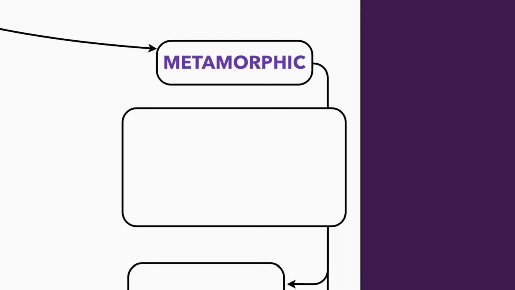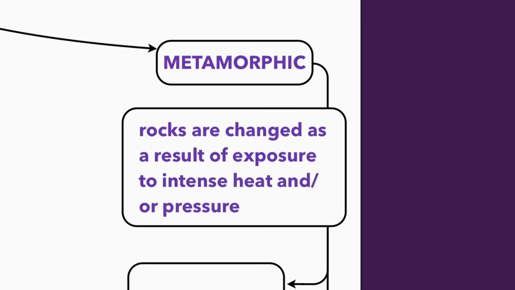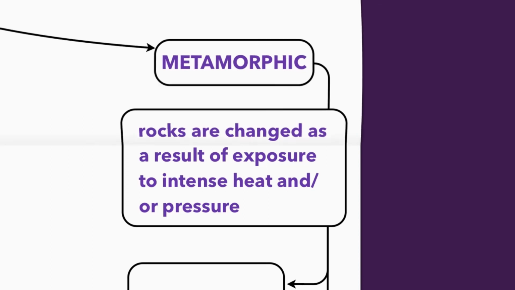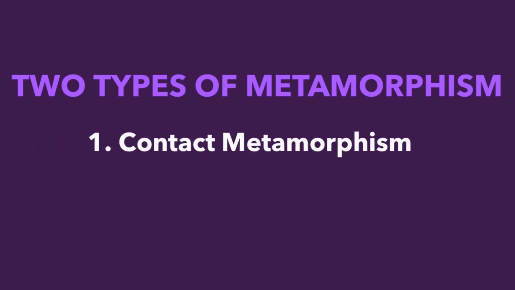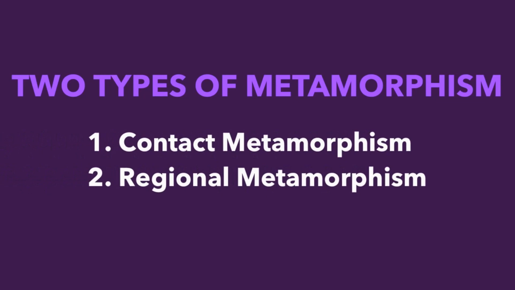And now our metamorphic rocks, these are ones that are going to undergo some sort of change, a metamorphosis. And what drives that change is exposure to heat, really intense heat, or pressure, intense pressure. So metamorphic rocks are rocks that are changed as a result of exposure to intense heat and or pressure. So there are two types of metamorphism that occur in nature. And the first type is called contact metamorphism, and the second is called regional metamorphism.